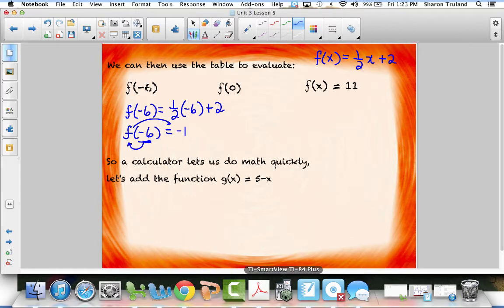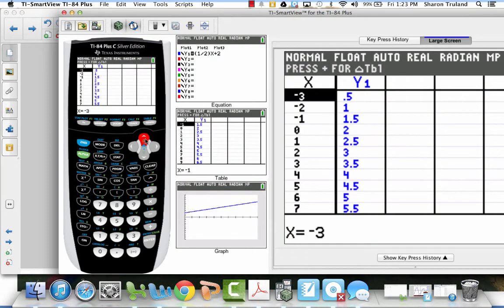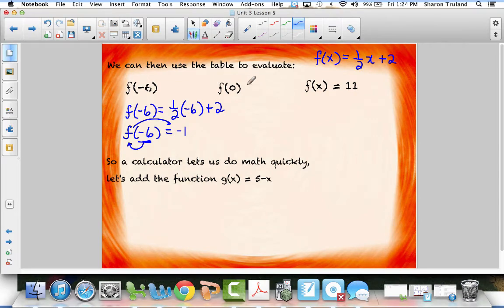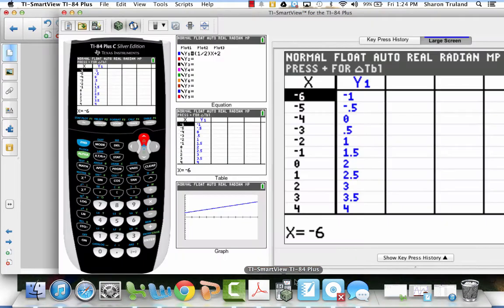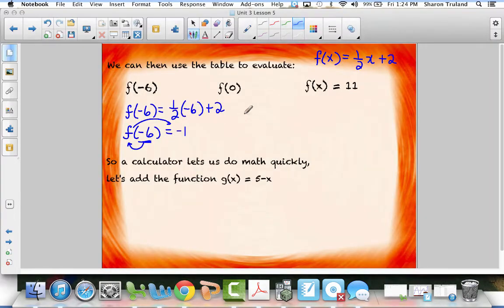Well, when I look at my calculator, look how easy this is. I'm going to go where x is -6, and it does the math for me. Simply amazing. All right, 0. When I put 0 in, let's be lazy, when I put 0 in, the answer is 2. Oh my goodness, look how easy this is.